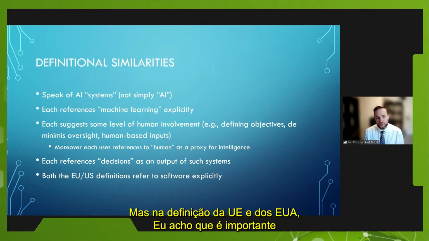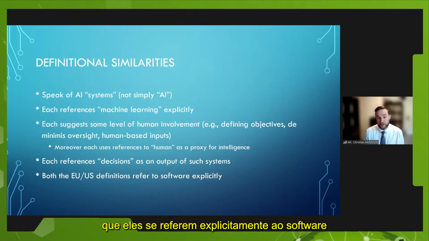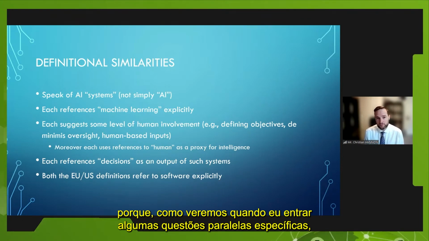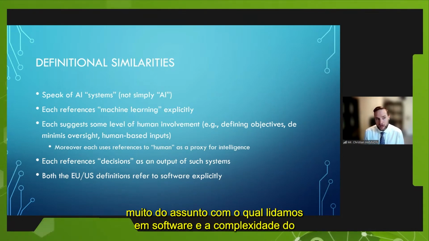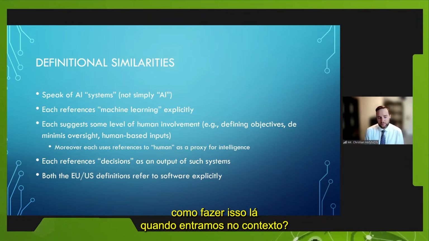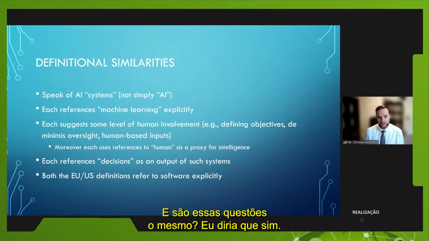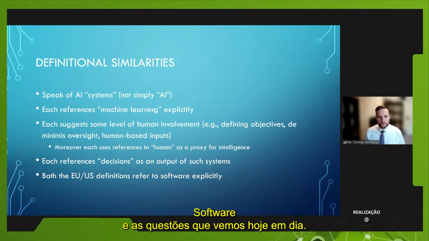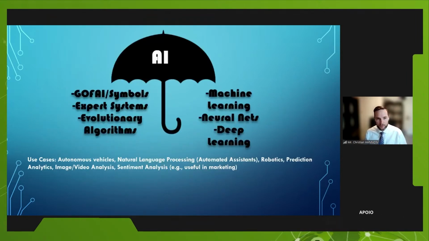But in the EU and the US definition, I think it's important that they explicitly refer to software, because as we'll see when I get into some specific patent law issues, a lot of the matter that we deal with in software and the complexity of how we treat software under patent eligibility law, especially in the US, how does that bear when we get into the AI context, and are those issues the same? I would argue they are. There's a lot of overlap in just plain old fashioned software and those issues that we see in AI today.